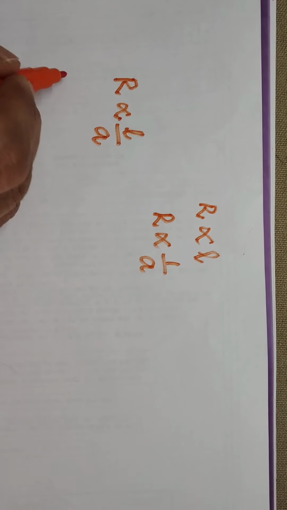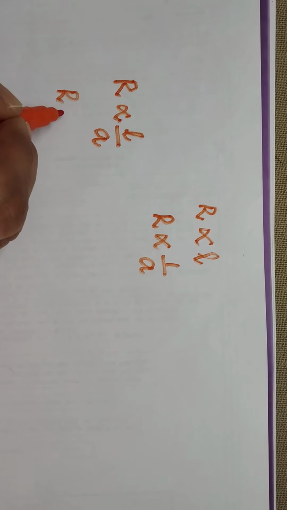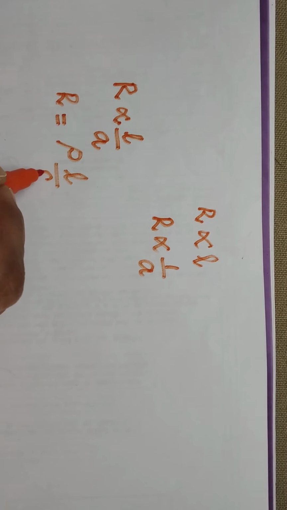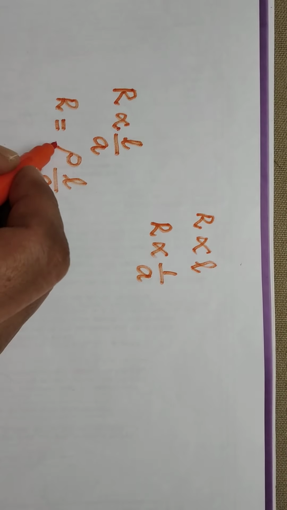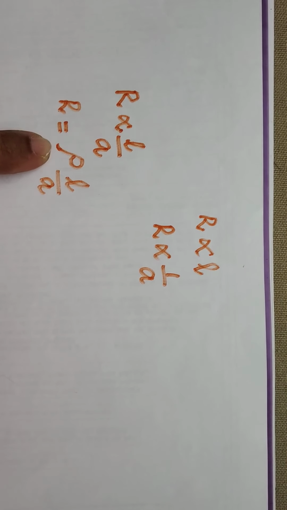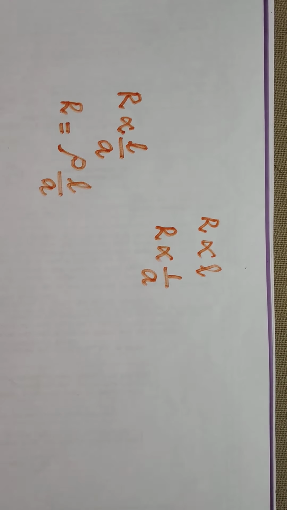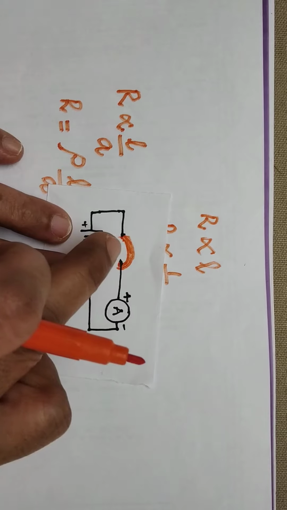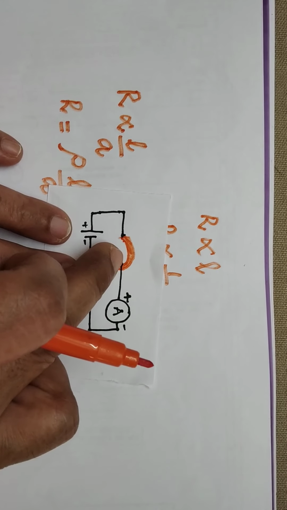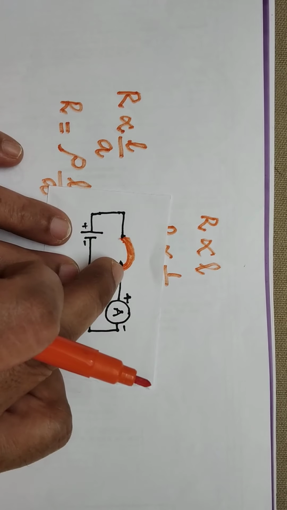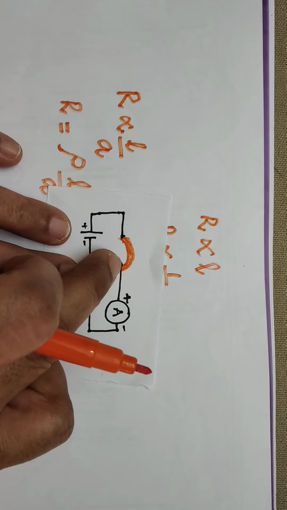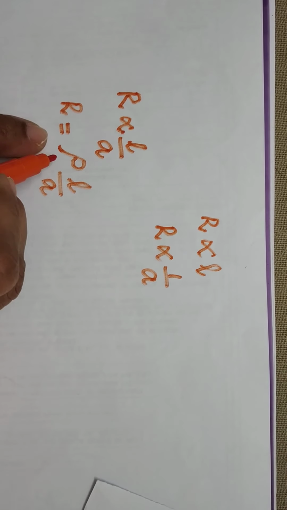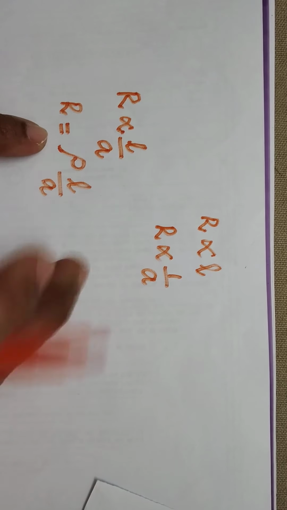Now changing this to equality symbol, you can write R is equal to a constant into L by A. What is this constant? It is the specific resistance of the material. It depends upon the material. If you are using a good conductor, resistance will be less. If you are using a bad conductor here, resistance will be more. So it depends upon the material of the wire. So this rho stands for the specific resistance of the material.